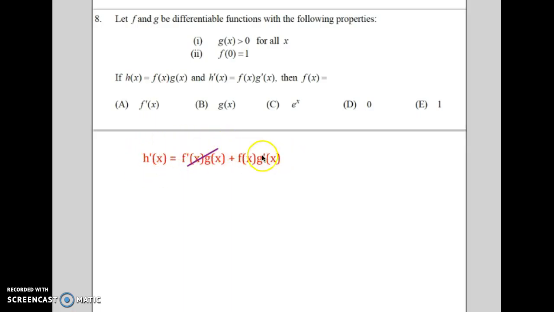Because h prime of x is only equal to this according to the question, that must mean this part must be 0. For this to be 0, they are saying that g of x is always positive. So for this to be 0, that would mean f prime has to be 0. So if the derivative is equal to 0, that means the original function is a constant. So for this to be a constant, they're telling you here that f of x must actually equal 1. It is always equal to 1. Therefore, the answer is E.